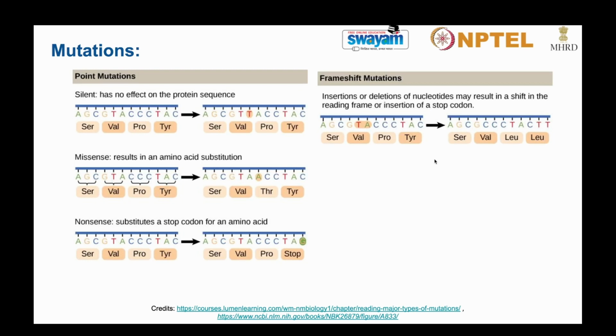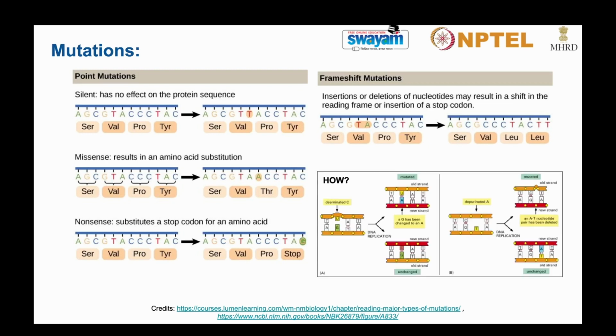When we talk about frame, we mean the sequence, in which order the sequences are lying. So if there is a change in the order of the sequence, that is known as frame shift, in which the amino acid sequence will change. So these are the frame shift mutations.